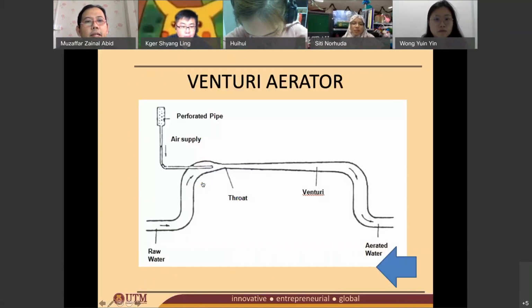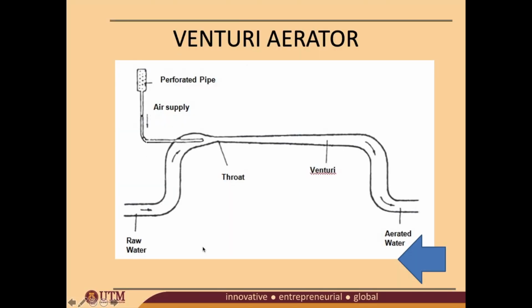Venturi aerator is like this. You have a pipe, and suddenly they make the piping very narrow. Imagine the water traveling in a very big pipe, and suddenly you make it narrow. It's just like driving on a highway, 4 lanes and suddenly becoming 2 lanes. You can imagine how chaotic it can be. You can see a lot of cars overtaking each other, so it becomes uncontrolled traffic.